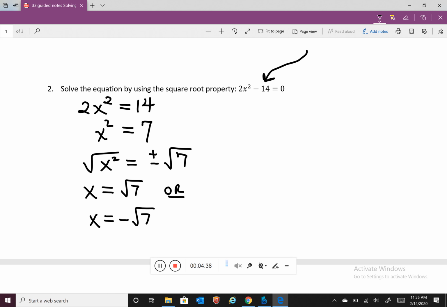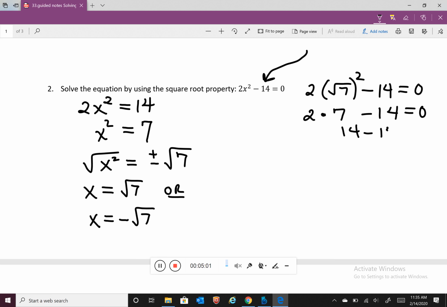So two solutions. And checking, we have 2 times the square root of 7 squared minus 14 is supposed to be equal to 0. Order of operations, square root of 7 squared is 7. And 2 times 7 is 14. And 14 minus 14 gives us a 0 and shows us that the square root of 7 is a solution.